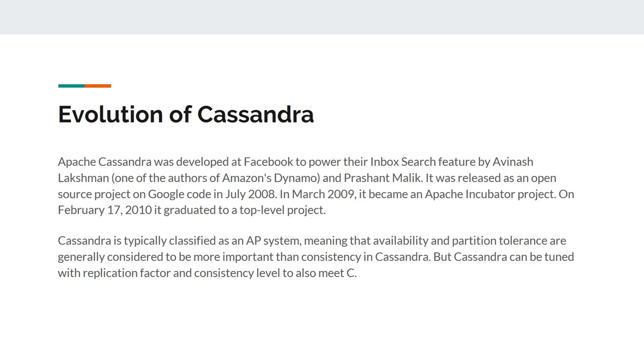According to the theorem, a distributed system cannot satisfy all three of these guarantees at the same time. Cassandra is an AP system, meaning that availability and partition tolerance are generally considered to be more important than consistency in Cassandra. But Cassandra can be tuned with replication factor and consistency level to also meet the C level.